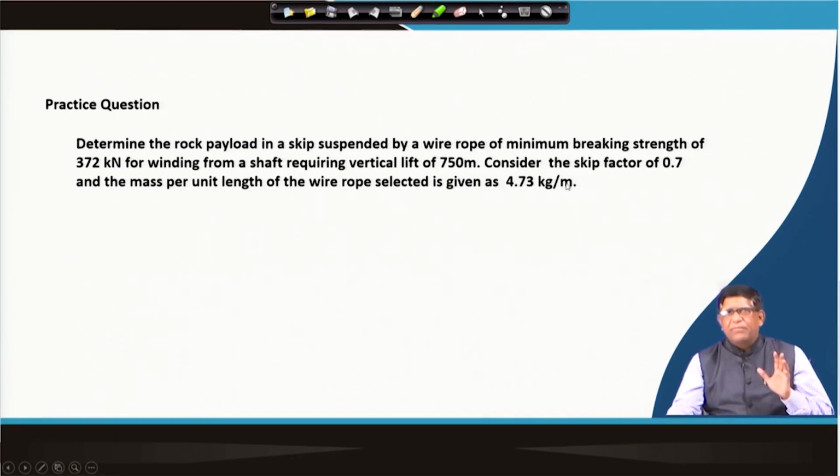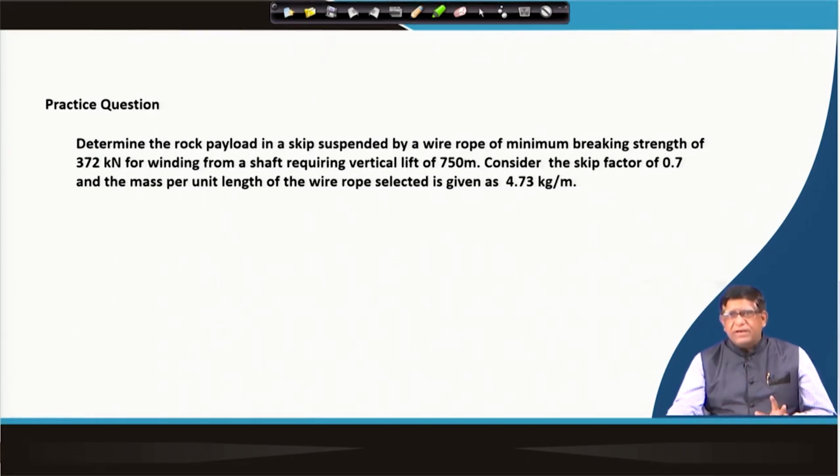So, you do it over there, you note down the values given in this problem, and if you make the Excel sheet, you will be writing down these values in the vertical column: your MBL given, your vertical lift L given, the skip factor given, and your rho given. Then by putting in the equations you can find it out.